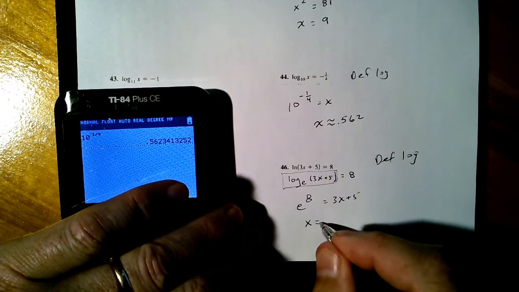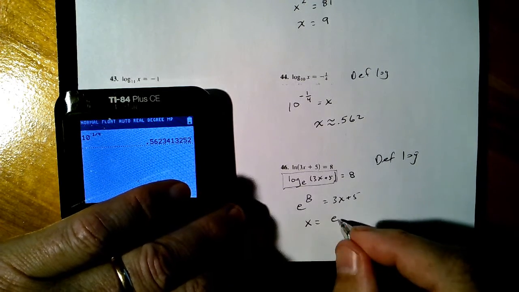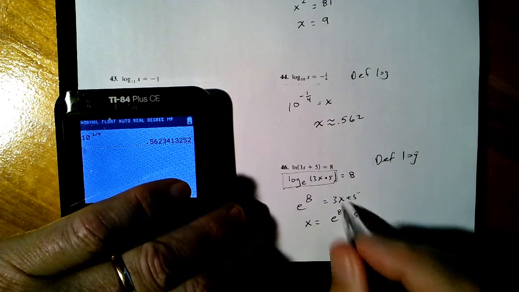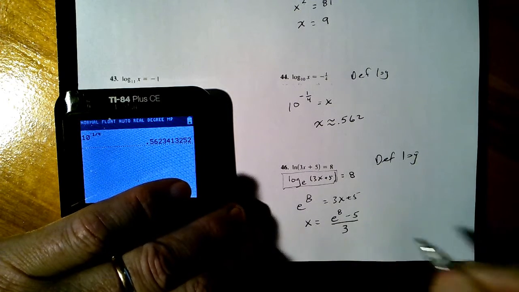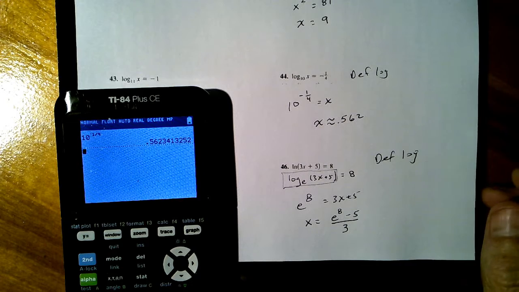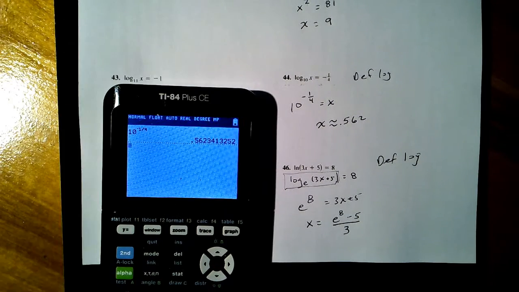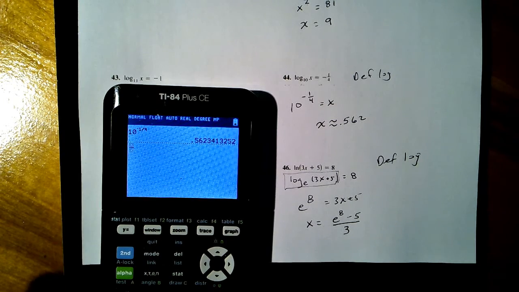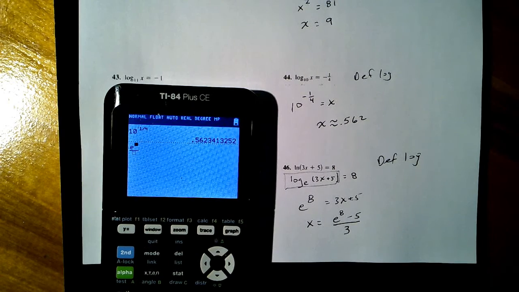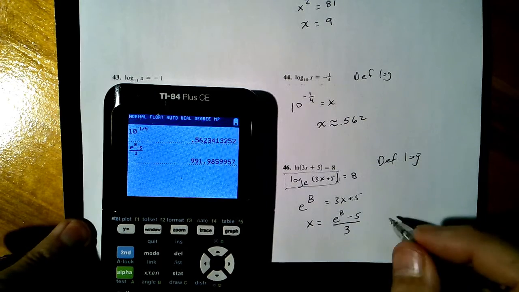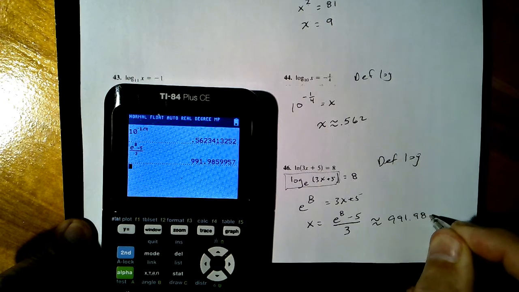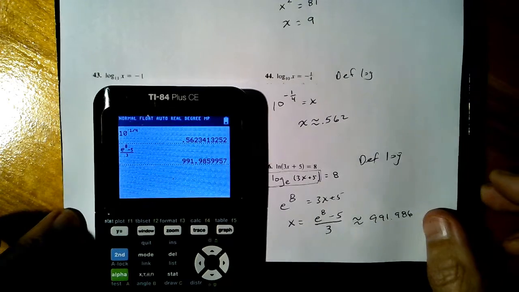Watch this. X equals, it was e to the 8th. I need to subtract 5 and then divide by 3. And there is our exact answer. Or, let's see, e to the, that's second ln, 8th minus 5 over 3, or 991.986 approximately.